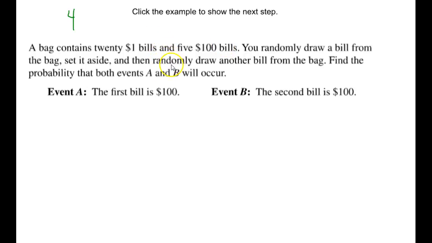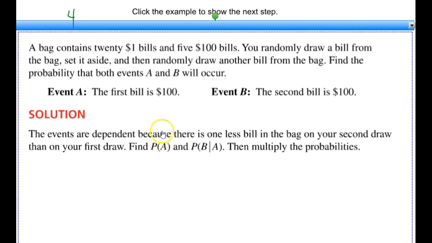So first thing we want to think about is, is this a dependent or independent event? I notice that I don't put the first bill back into the bag that I draw. So I know that whatever I draw second will be different because I have a different sample space. So I know that these are going to be dependent events. So I have to find the probability of the first one happening, and then I have to find the probability of the second one happening given that A has already happened. Then I can multiply the probabilities to find my overall.